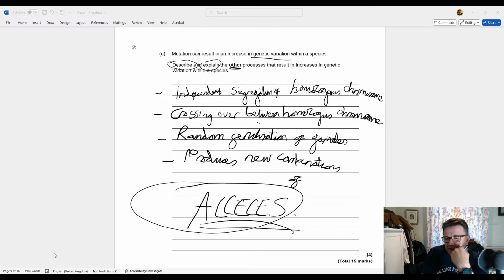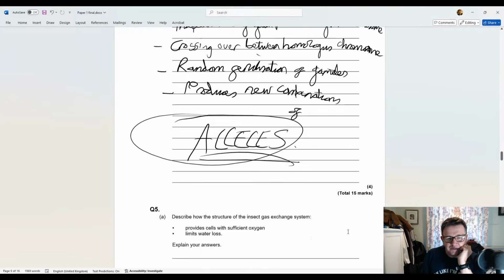So genetic variation does come out in paper 2 as well. Right, I do want to talk about spiracles and insects. Yeah, it is tomorrow. That's why I'm going through it now. I've only got 10 minutes as well, because as I said, you lot are going to need a bit of a relax before you go to bed. Right, okay. Well, you can do what you like. I'm not telling you what to do.